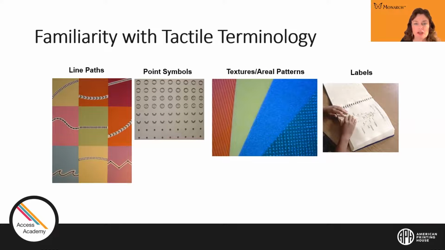Familiarity with tactile terminology. The four main ingredients in tactile graphics include line paths, point symbols, textures or aerial patterns, and Braille labels. Line paths might represent rivers on a map, state boundary lines, or grid lines on a graph. Point symbols are those tactile elements that fit comfortably under a fingertip and can represent a landmark on a map or a data point on a line graph. Textures are frequently employed for water area or filled-in areas of a pie chart.